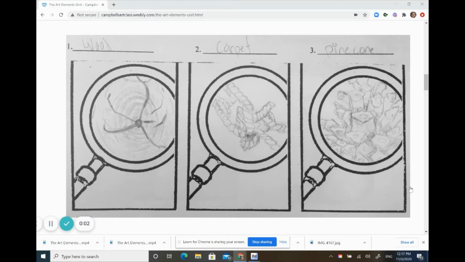This part of the element packet is focusing on the element of texture. And so what you're going to do is gather 3 different objects together and then really focus on trying to capture that texture. And we do this through the use of observational drawing.